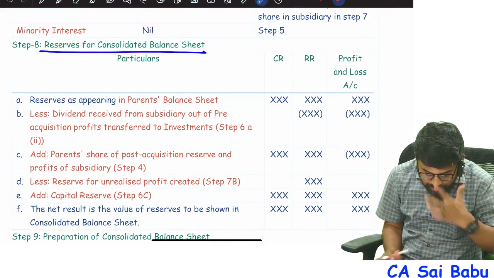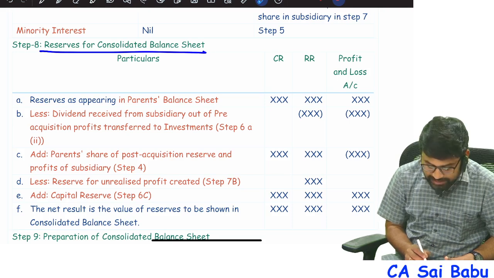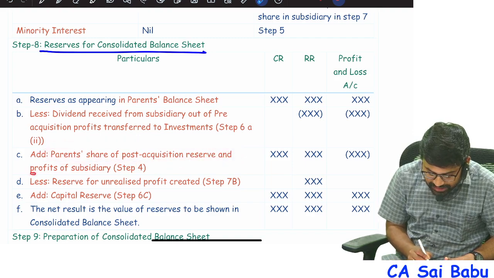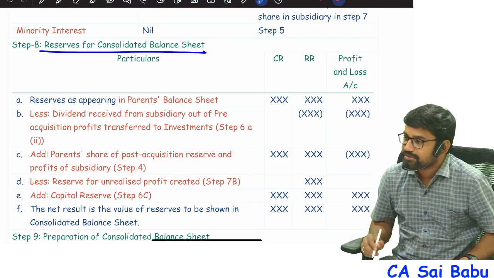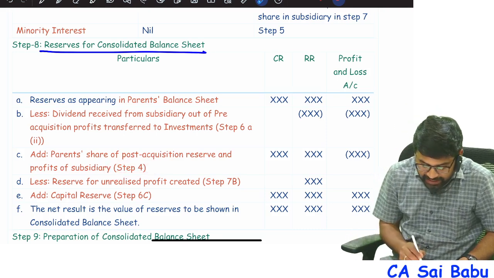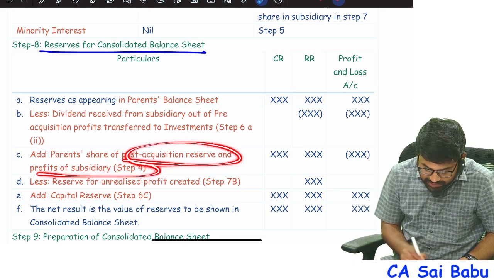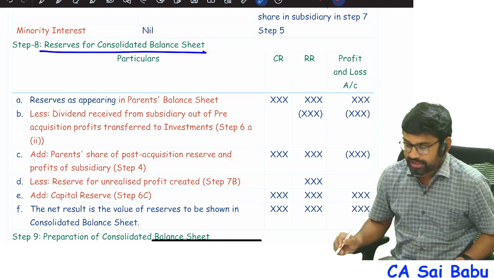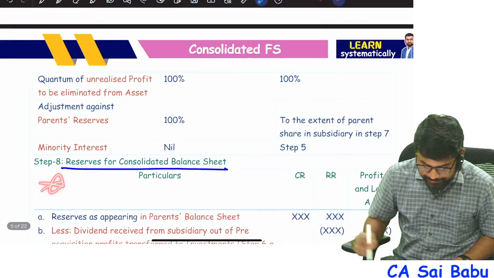In this step, you see here. See this point, everybody see. Add parent company share of post-acquisition reserves and profits of subsidiary. Step number 4, I have given a reference also. The parent company's share of post-acquisition reserves and profits of the subsidiary company will be added to the reserves of the consolidated balance sheet in step number 8.